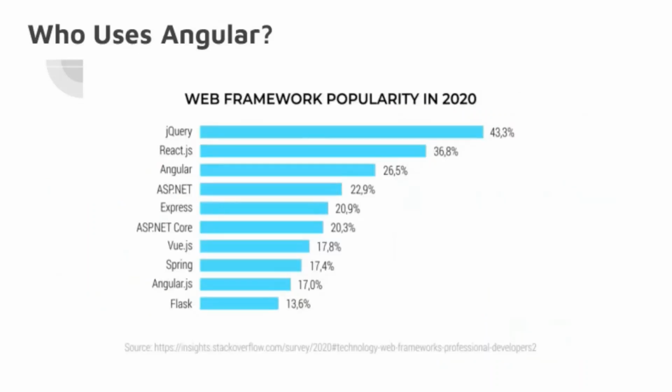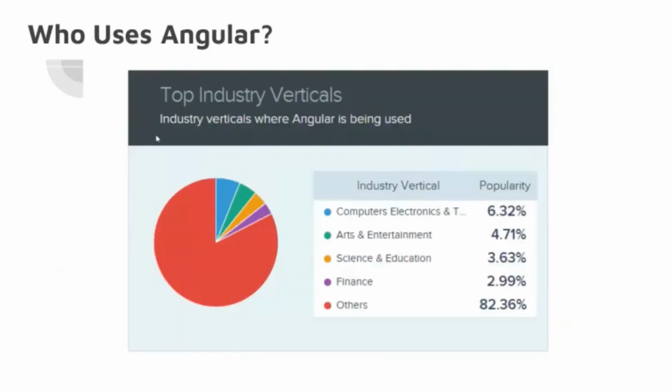This graph here was taken from the Stack Overflow 2020 survey. As you can see here, Angular is ranked number 3 in framework popularity, and on the contrary, AngularJS is ranked second to last. From the same survey, Angular is not popular in the computer and technology sector, but it is a good choice for creating general purpose web applications. As you can see here, 83% in the other category.